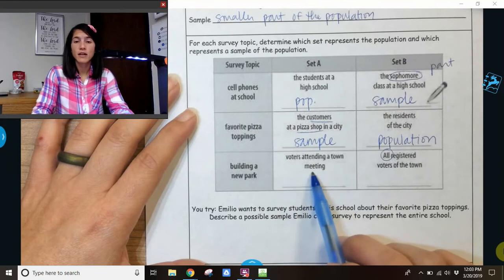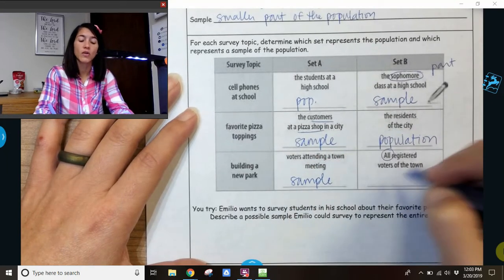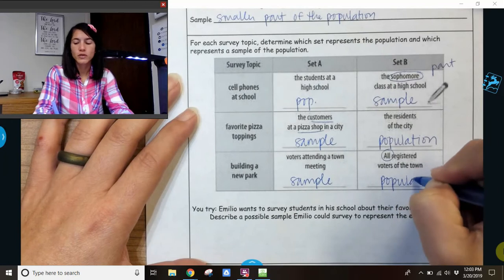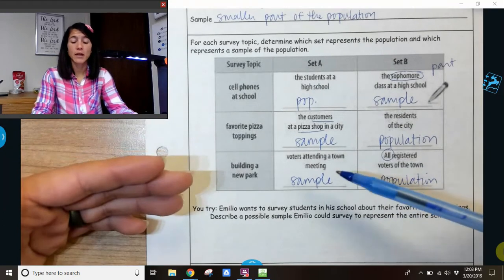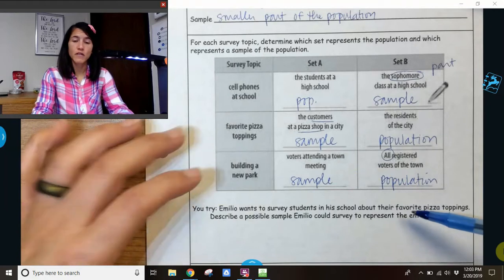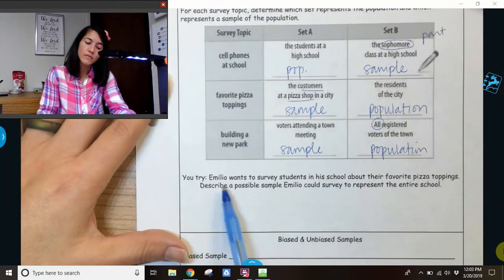This is the voters attending a meeting. So this is our sample because it's a part of all registered voters. So there's a little bit about the difference between sample and population. So you try this one down here. Read it, pause it, and then press play when you're ready.